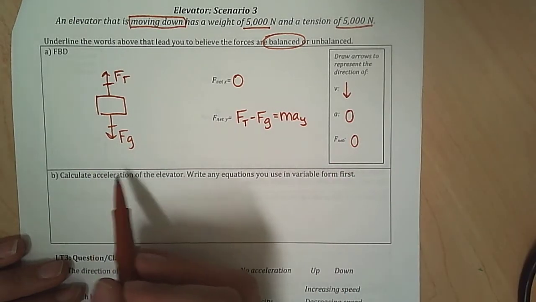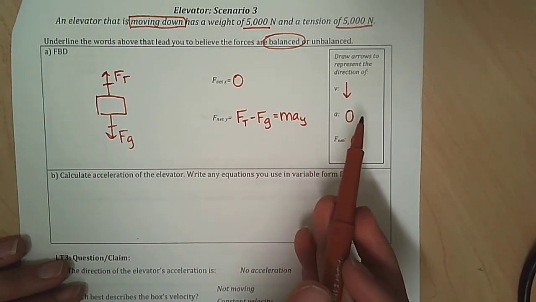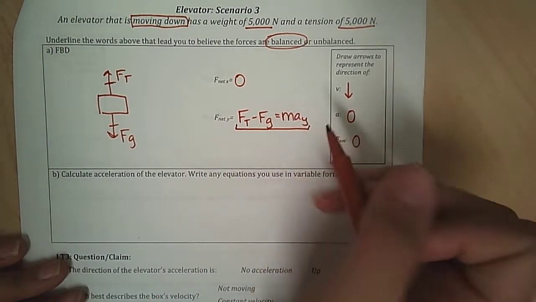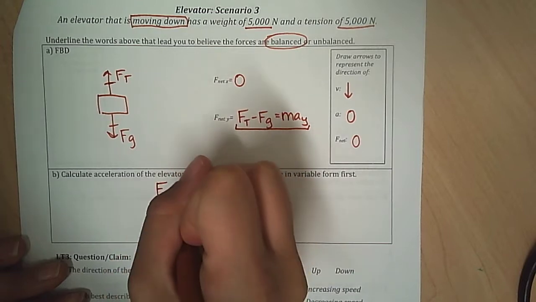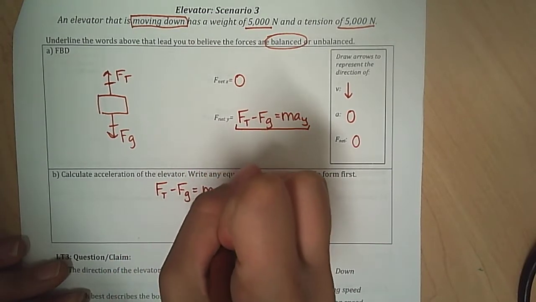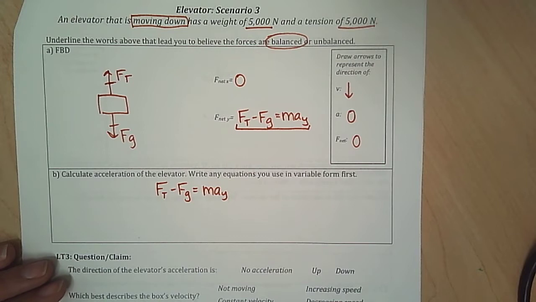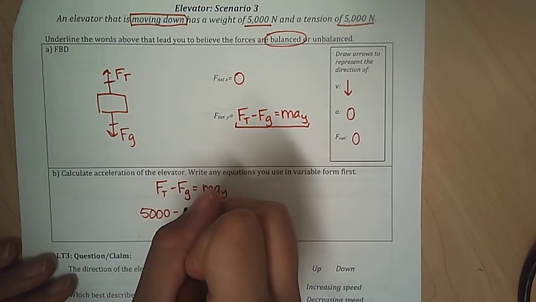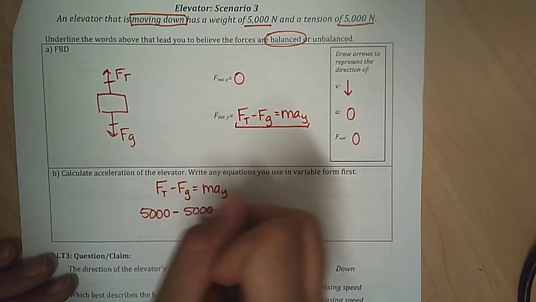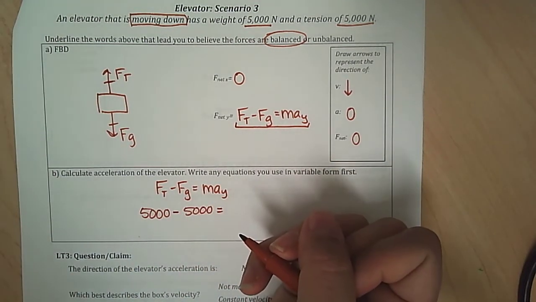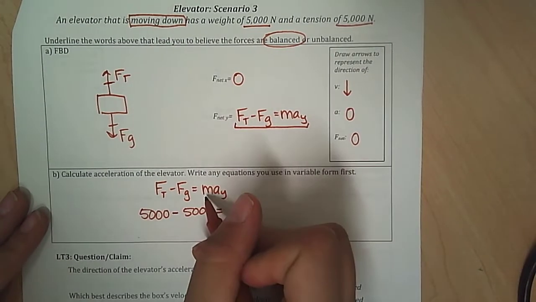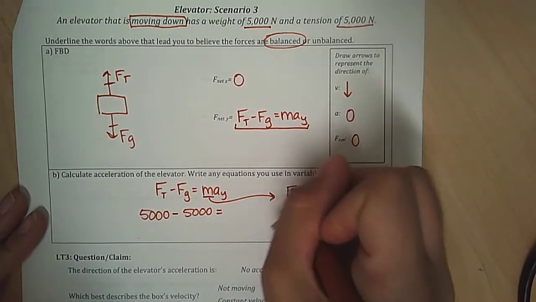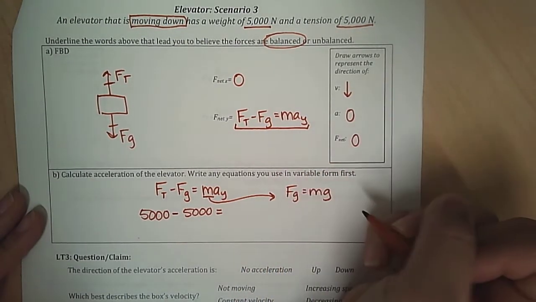So part B says calculate acceleration. You're like, Mrs. Rana, it's 0. We already know it's 0. So how do I prove that with an equation? Well, let's take this equation we wrote and rewrite it again. Ft minus Fg is equal to ma in the y direction. We know tension's 5,000. We know Fg is 5,000 because Fg is weight. Is equal to mass. I don't know the mass, but I could find it. So let's pause and go over here.